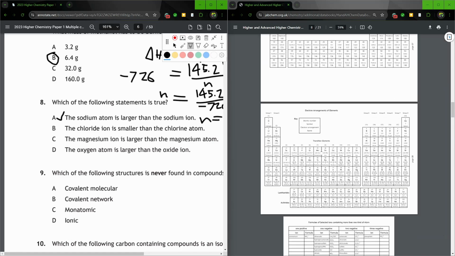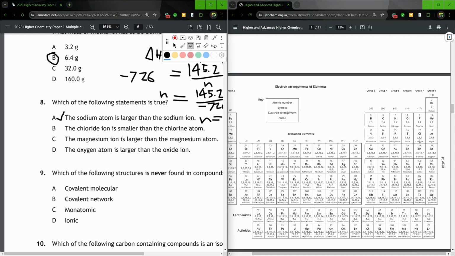Chloride ion is smaller than the chlorine atom. So chlorine is over there. If we ionized it, it would be 2,8,8. So it would be slightly larger because there are more electrons repelling each other, kind of pushing it out. So that means that the chloride ion would actually be bigger than the chlorine atom.